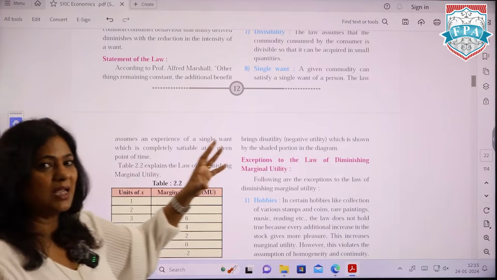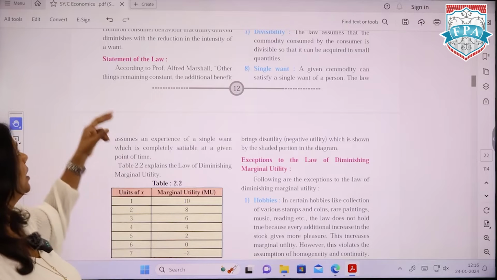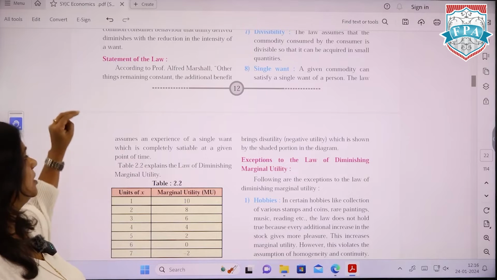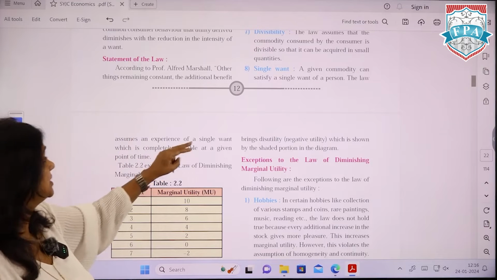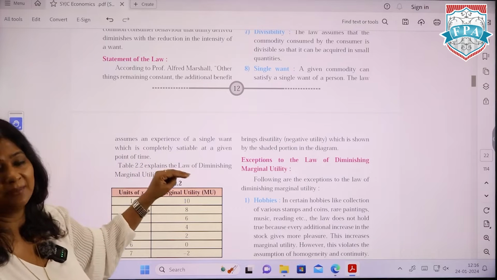So, with this, Alfred Marshall derives a law which says other things remaining constant, additional benefit assumes an experience of a single want which is completely satiable at a given point of time.